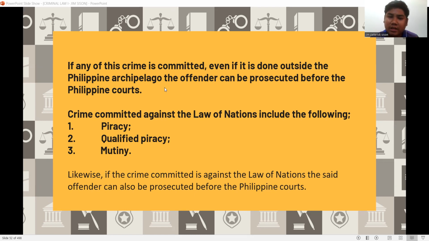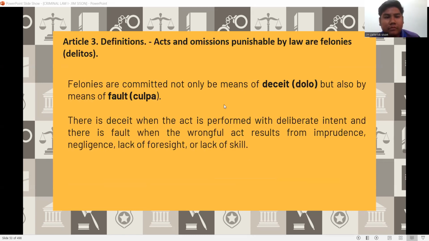Crimes committed against the law of nations include the following: piracy, like in the Captain Phillips movie, qualified piracy and mutiny. So, if the crime committed is against the law of nations, said offender can also be prosecuted before the Philippine courts, even if committed outside the Philippine territory. So, you should take note of that. So, Article 3. What are felonies? Under Article 3, they are what?